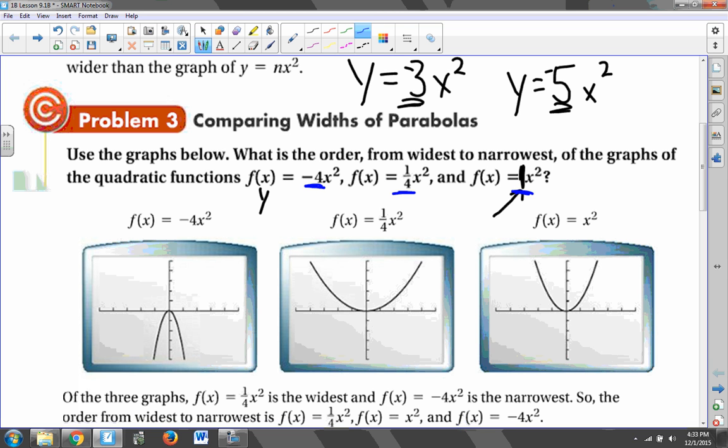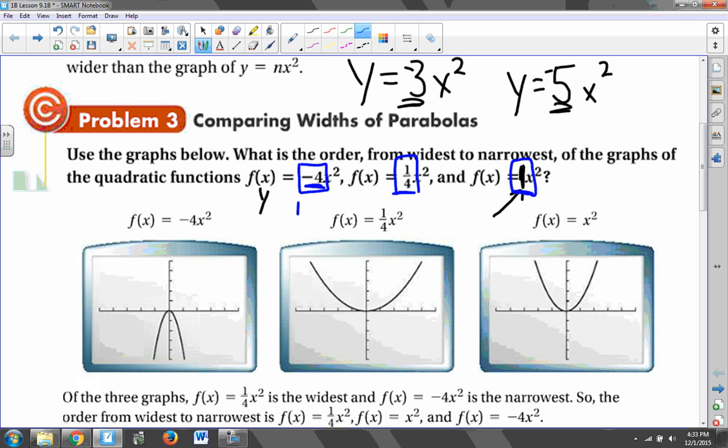So I need to list those in order from closest to 0 to farthest away from 0. Okay, so remember, we make everything positive. Just make it positive. So this is a 4. This is a 0.25 or a 1/4, and that's a 1. I believe the furthest away from 0 is here, my negative 4. So I think that's going to be my narrowest. That's my narrowest. So my widest, obviously, then will be the 1/4. That's the closest number to 0. It's a 0.25, closer than this 1.